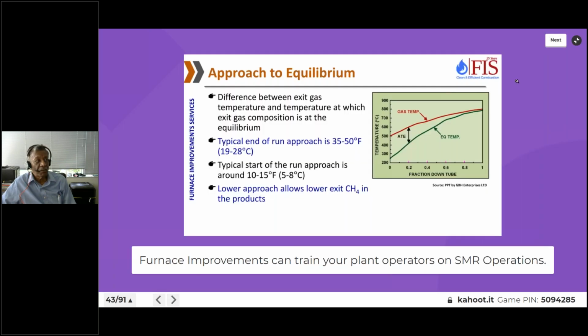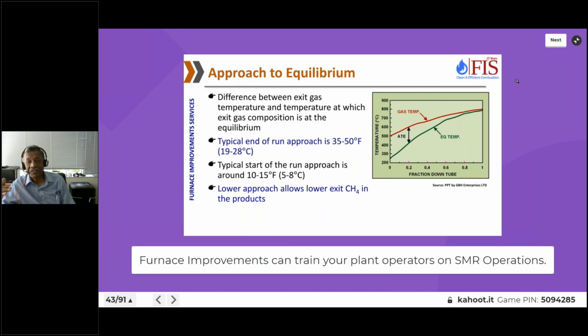But what we talk about is theoretical concentration, and we're talking of actual concentration, and between the two, we call it approach to equilibrium. And that means, let's say we need 1500 degrees for getting 5% methane as we just saw in the chart. But in reality, you will see that temperature has to be 10 to 15 degrees higher at the start of run. At the end of run, it could be even 35 to 50 degrees higher. So that difference in temperature is basically the approach to equilibrium.